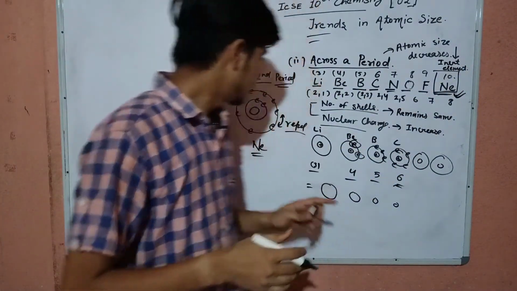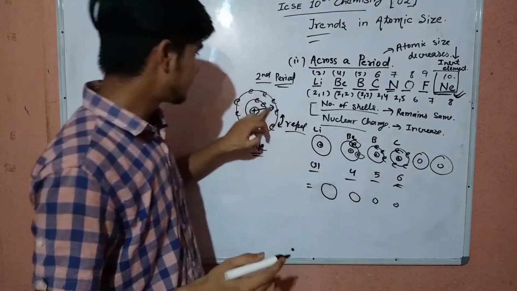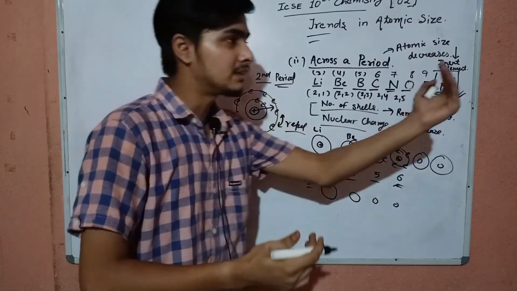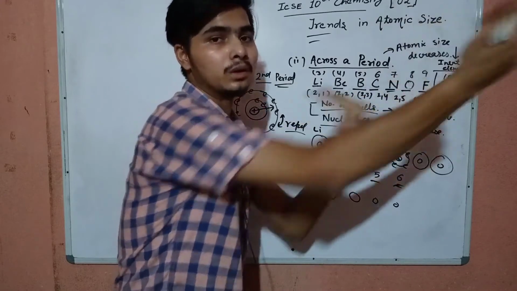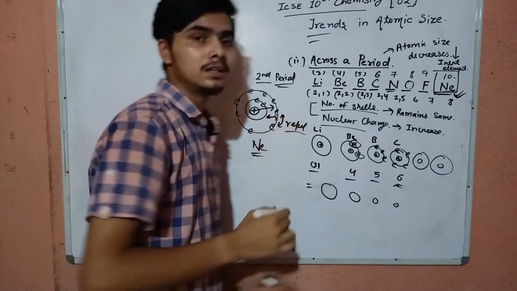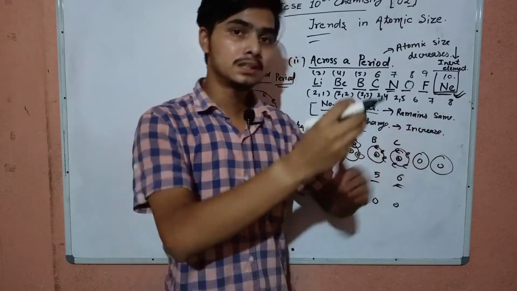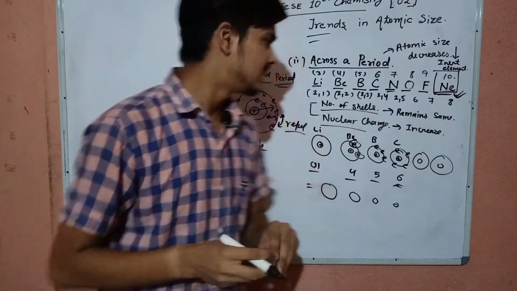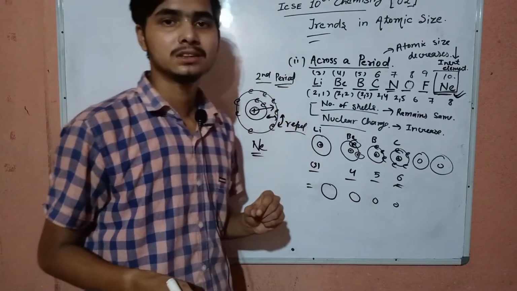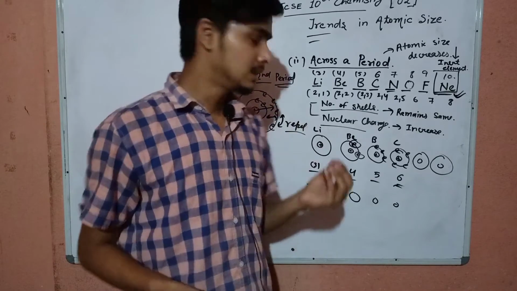What happens in this case? The positive charge in the nucleus is trying to pull the outermost electrons towards itself, but because they are repelling each other, it is trying to attract, but this electron is getting repelled by this electron. So as the electronic repulsions are maximum, here electronic repulsion means the electron and electron are repelling each other. They are not attracting, but they are repelling each other to such an extent that these electrons are not getting much affected by the nuclear charge.